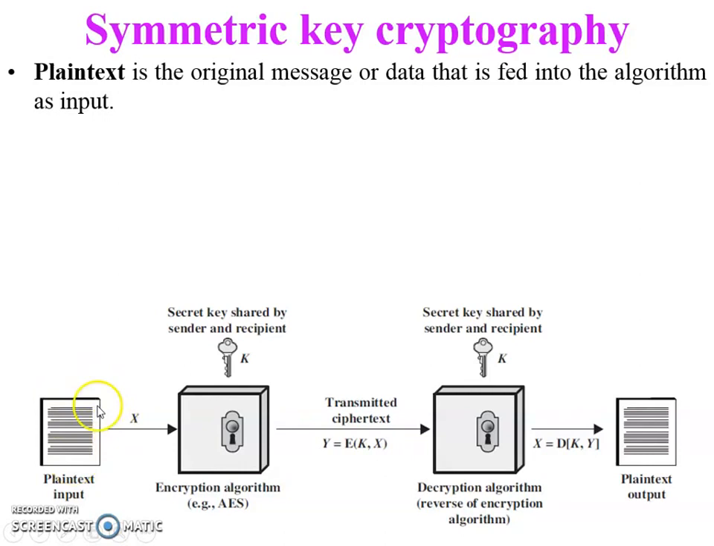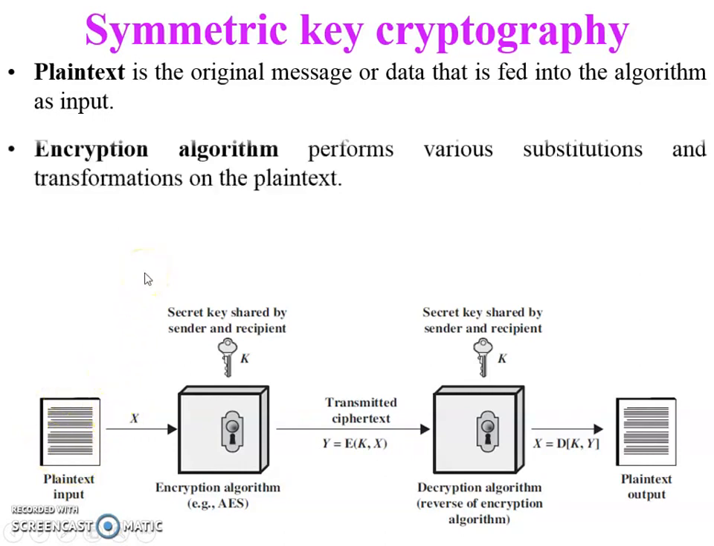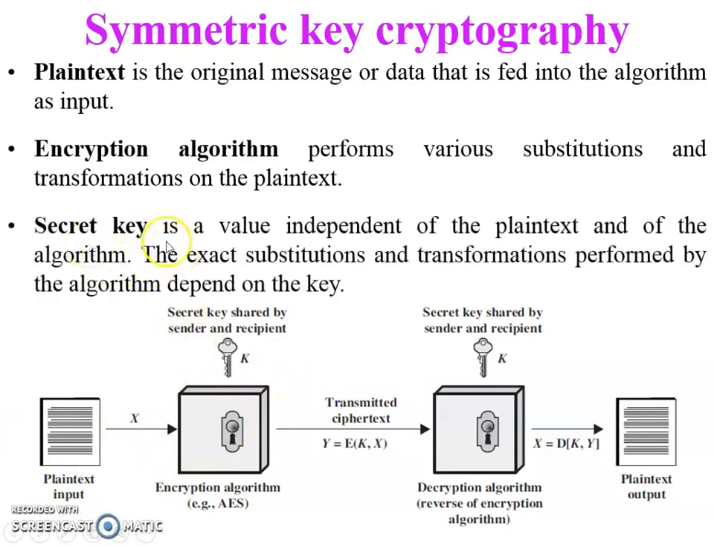If you want to communicate with the receiver, you have to send data with the help of some kind of security algorithm. If your data is secure, then an attacker or hacker cannot recognize your original plaintext message. So the plaintext message is the original message. Next, the encryption algorithm. It performs various substitutions and transformations on the plaintext.